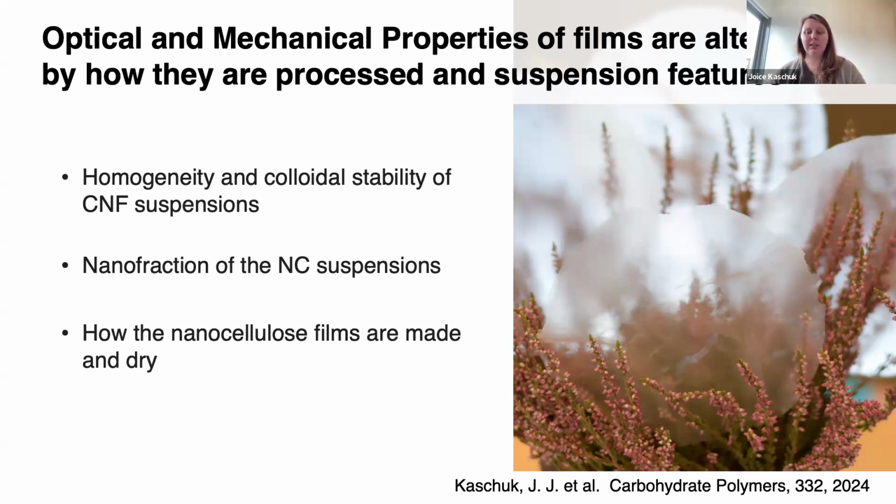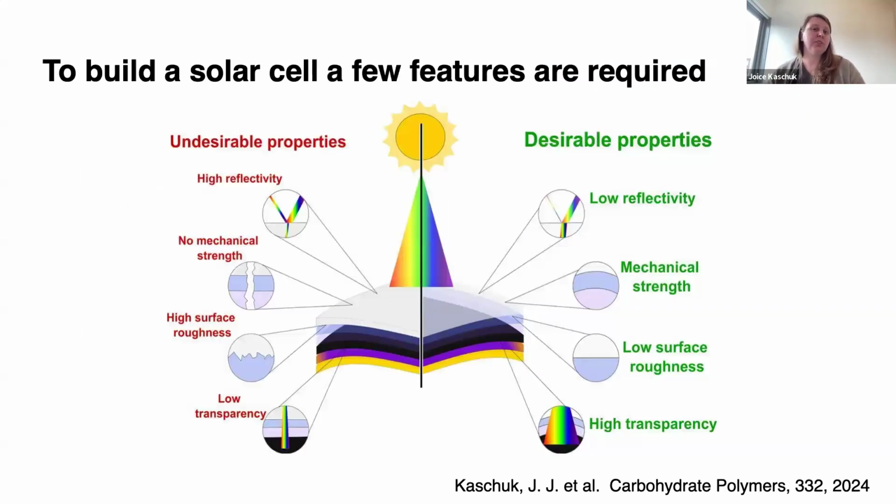But of course, we need desirable properties. For instance, as I said, we need low refractance. We need to have mechanical strength. The roughness needs to be very low because these materials are not conductive, so we need to coat a conductive layer on top. So we still have room to improve.